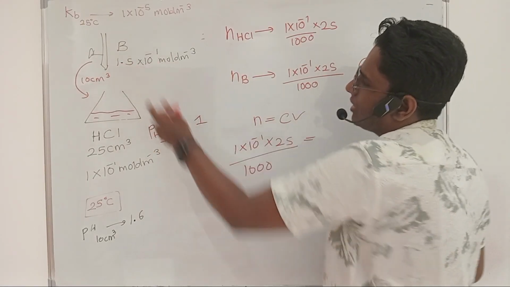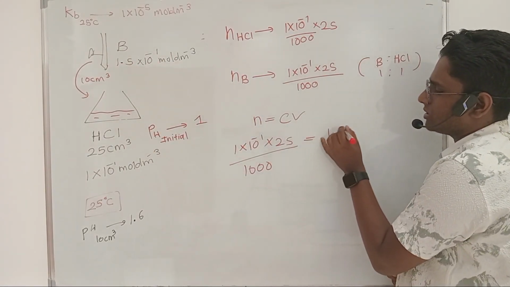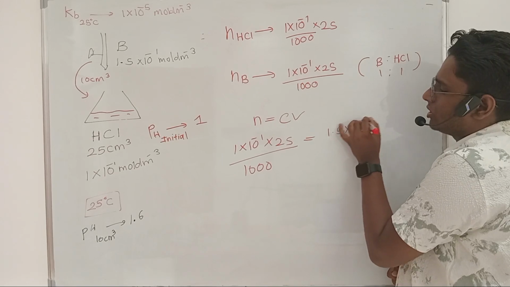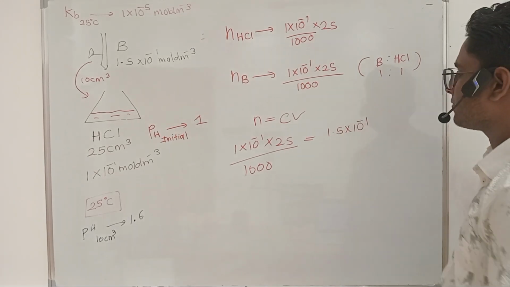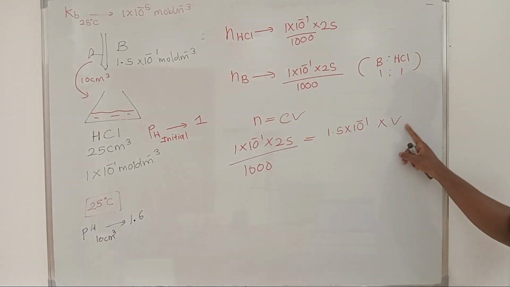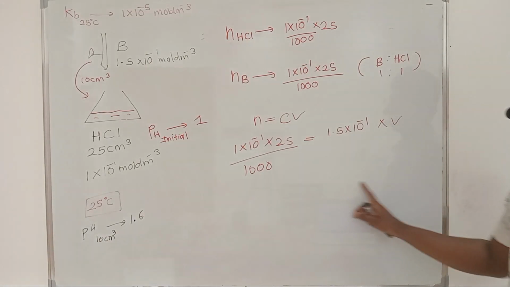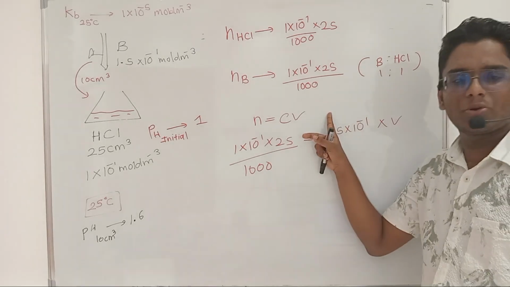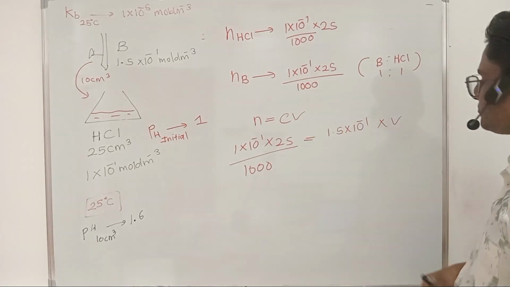1.5 into 10 to the power minus 1. That is a concentration, right? To find the moles, you have to multiply by the volume. So if you put this volume in decimeter cube, then this is correct, right? But the final volume we have to get in centimeter cube. Normally we provide the final volume in centimeter cube, right?